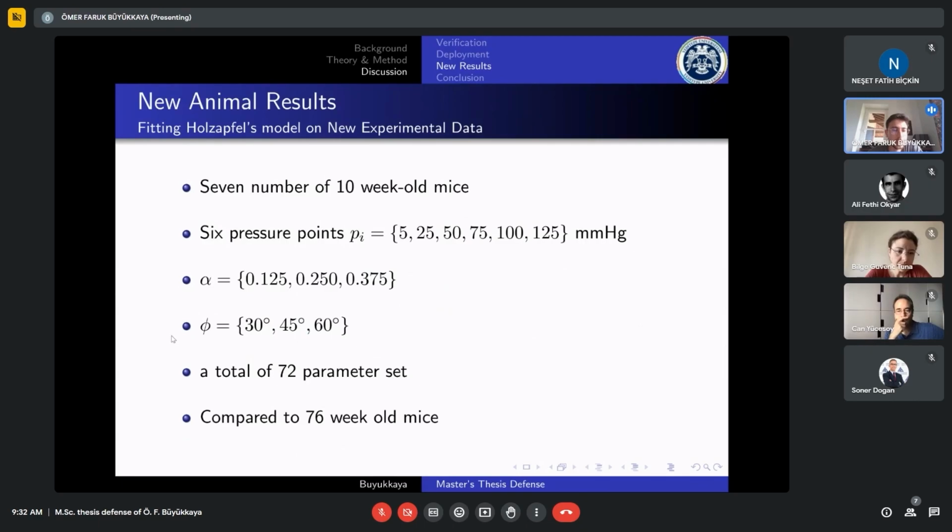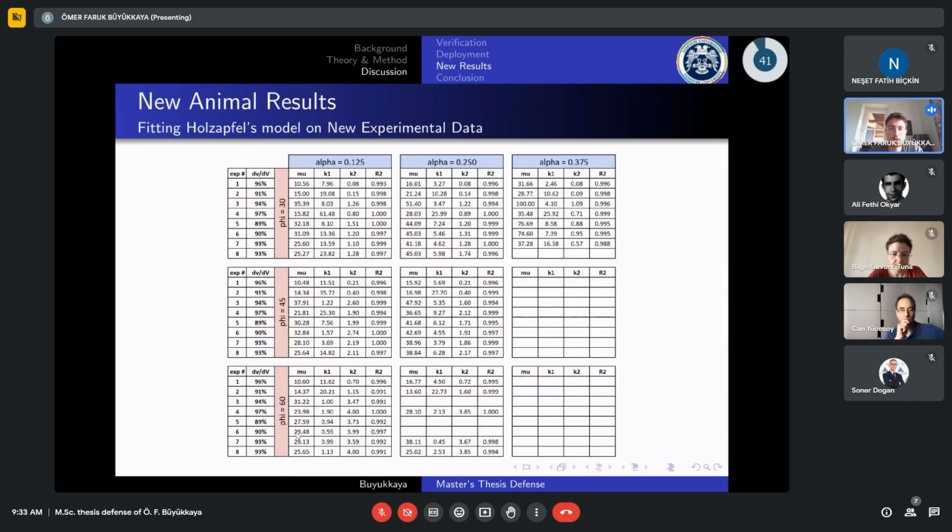we seek a material parameter set at 9 combinations of alpha and phi. That means that we get a total of 72 parameter sets, and for a specific morphology, we compared them to 76-week-old mice.